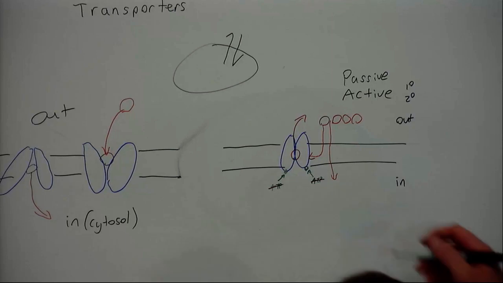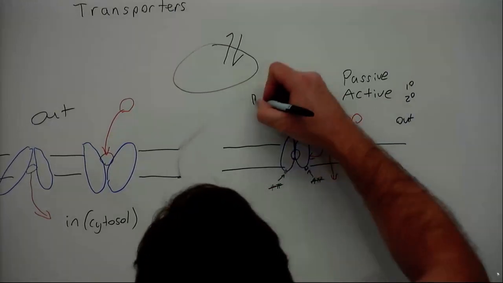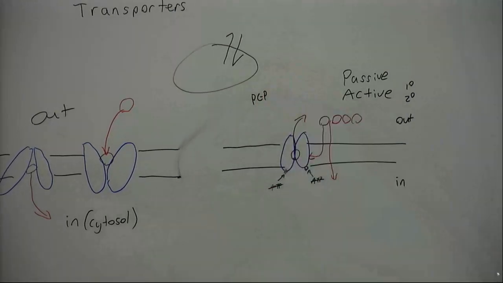Good examples of this type of transporter is P-glycoprotein, is probably the most common, and you'll find this in the gut and the liver and the blood-brain barrier.